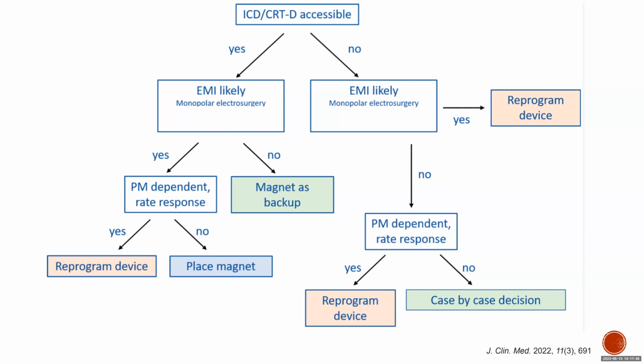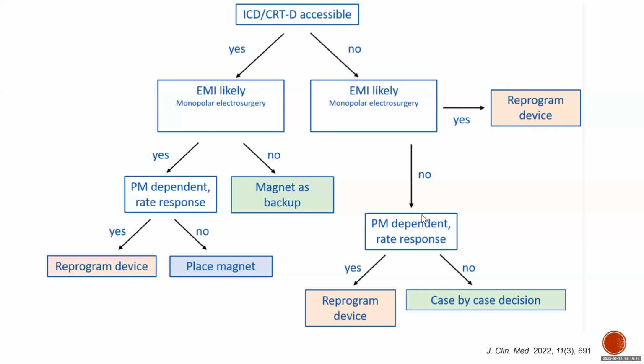Some people, if it's really an emergency, you don't have time to call the EP tech to come and so on, you can just apply a magnet. If you have time, probably better to reprogram. It's just more stable. So if it's not accessible and you cannot apply a magnet, then you ask, are they going to use electrocautery? If yes, reprogram the device.